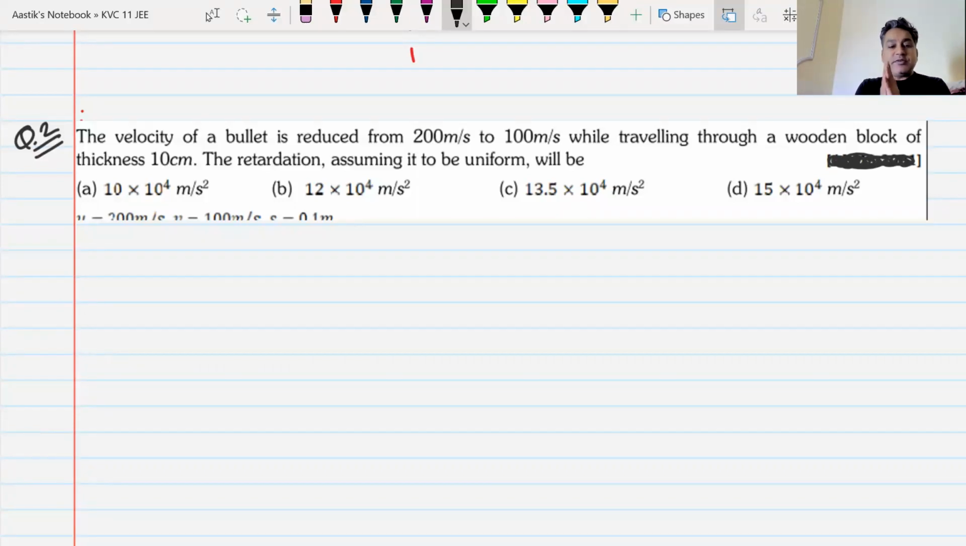The velocity of a bullet is reduced from 200 meter per second to 100 meter per second while traveling through a wooden block of thickness 10 centimeters. The retardation, assuming it to be uniform. When they say retardation, it is opposite to the direction of velocity. Do we understand this? Well done. The retardation, assuming that it is uniform, is how much?